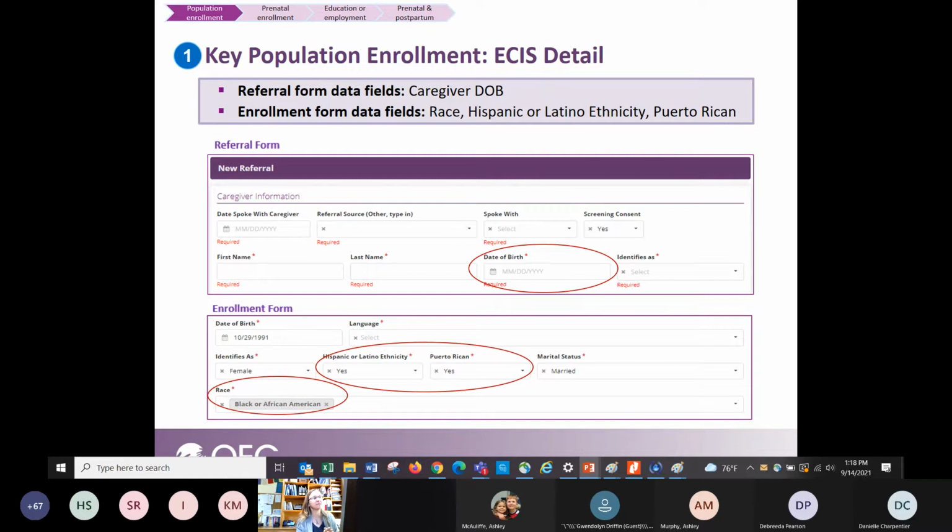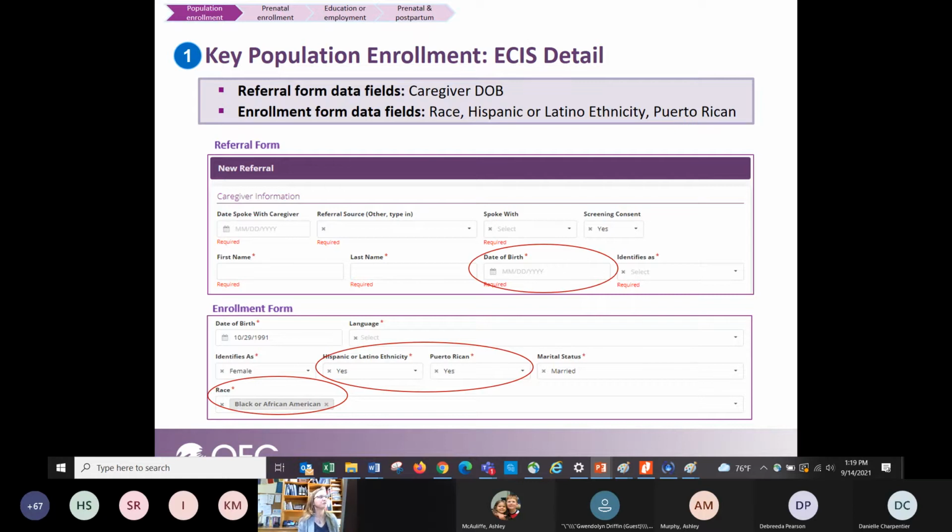I also wanted to mention that all these screenshots are in the rate card guide, so no worries about trying to quickly absorb everything. It's all documented in that rate card guide that I believe was sent out already. If not, it will be. Having said that, we'll go through each of the metrics, 1 through 4, and talk through where you would put the relevant information in ECIS.